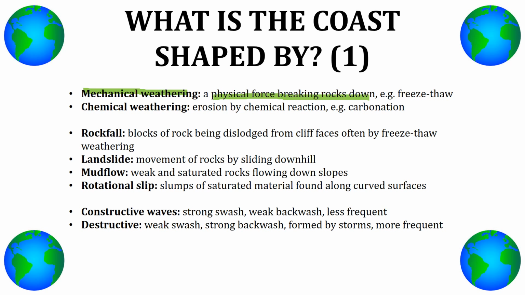The second weathering process it's shaped by is chemical weathering, and this is basically erosion by chemical reactions such as carbonation. So this is a pretty simple concept. Take a rock such as limestone, and this is when it slowly dissolves due to rainfall, for example. And in the case of limestone, because rainfall is a weak carbonic acid with pH 5.6, it produces calcium bicarbonate in solution. But you don't need to know that. That's more A level. But if you really want to impress the examiner, then do so.